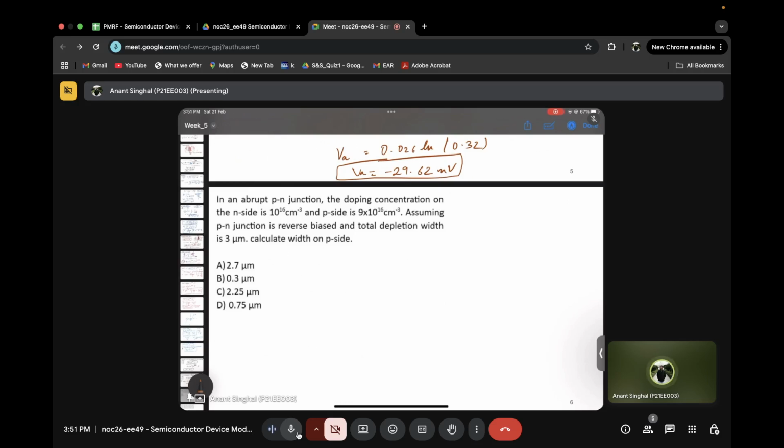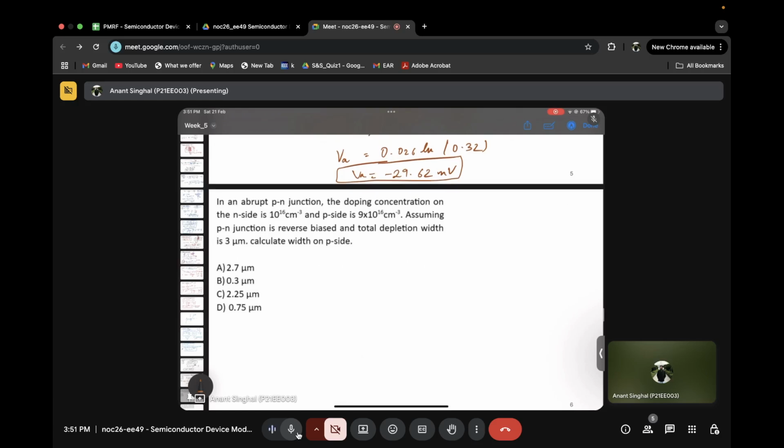In this problem, it is written: in an abrupt p-n junction, we have the doping concentration on the n side and on the p side. The n side means Nd, which is 10 to the power 16. The p side means Na, which is 9 times 10 to the power 16. Assuming the p-n junction is reverse biased and the total depletion width is this, calculate the width on the p side. First of all, tell me just by seeing the doping, which will be on the higher side? Is it XP or XN?